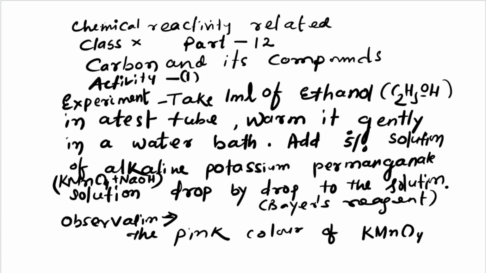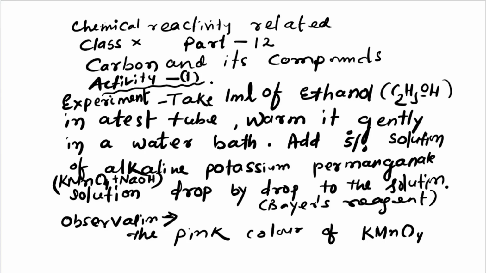So now this is activity 1. In activity 1, what will you do? You will see the experiment, observation and inference. Here with ethanol, what happened? Ethanol is C2H5OH. What is the formula? C2H5OH. Take ethanol that is available in the laboratory and warm it gently.